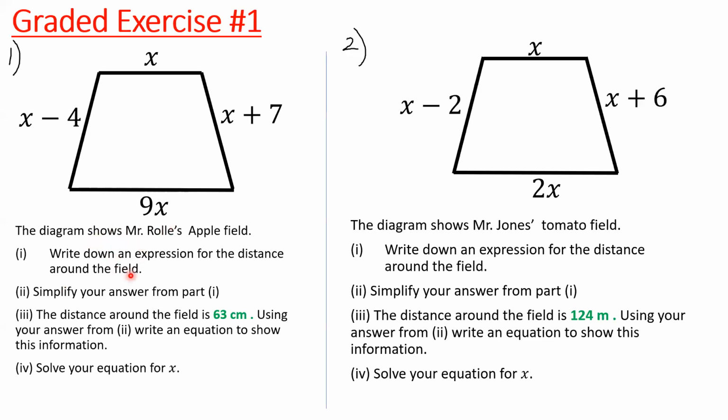Okay, which part don't you understand? Let's start with this one. What part don't you understand about this first one? This part right there. What don't you understand? I don't understand the distance around the field. So for the first one, remember what we did? We did X, then we did X plus 7, then we did 9X, and then we did X minus 4. So that's what you do for this one, okay? Yes, sir.